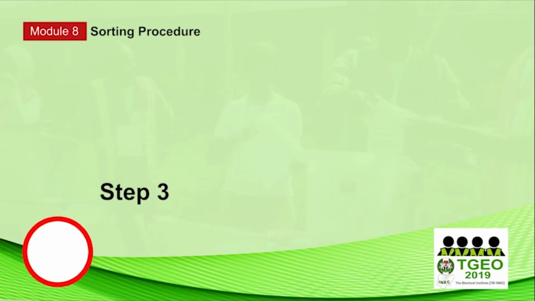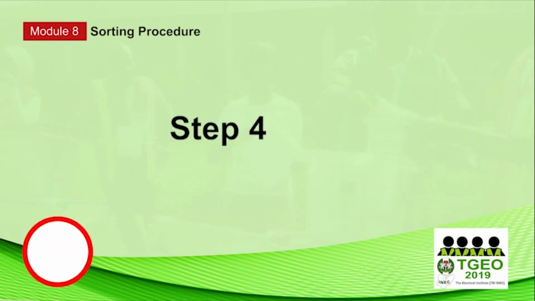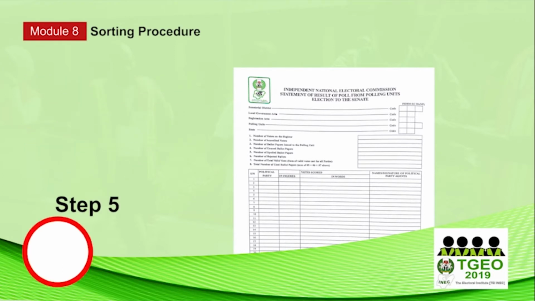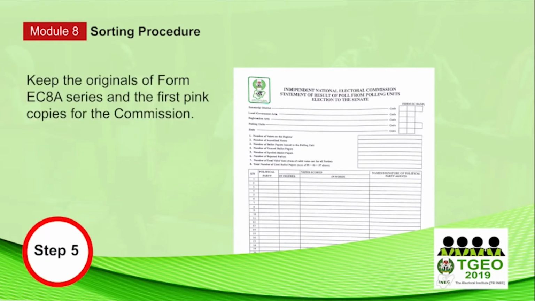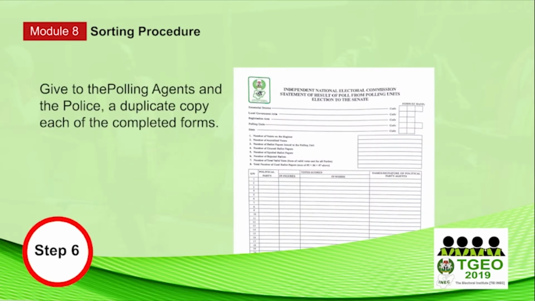Step 3. Request the candidates or their polling agents, where available at the polling unit, to countersign. Step 4. Refusal of any candidate or polling agent to countersign the appropriate Form EC8A series shall not invalidate the result of the polling unit. Step 5. Keep the originals of EC8 series and the first pink copies for the Commission. Step 6. Give to the polling agents and the police a duplicate copy each of the completed forms.